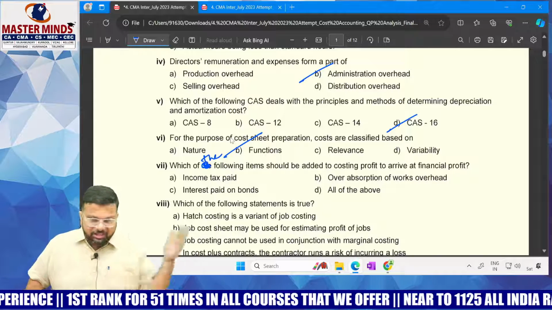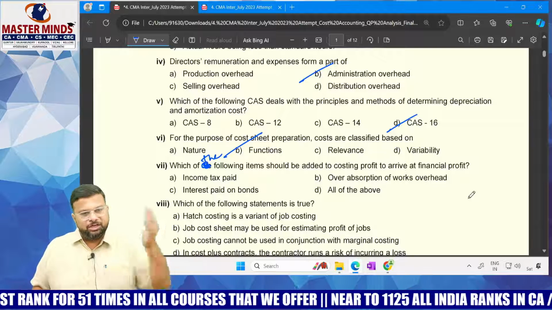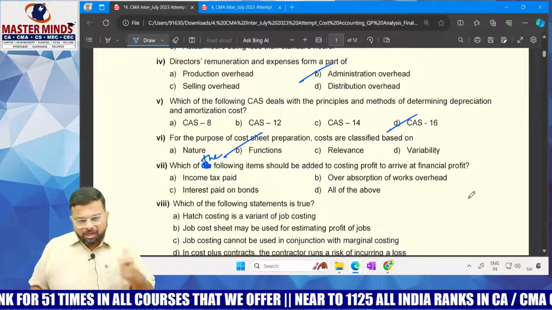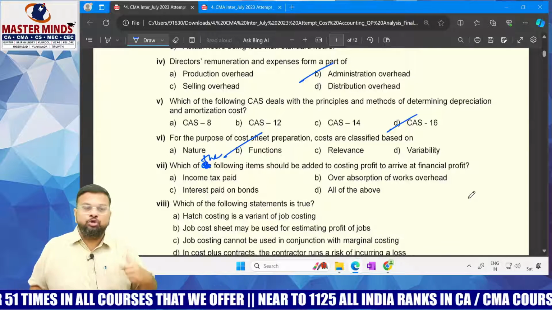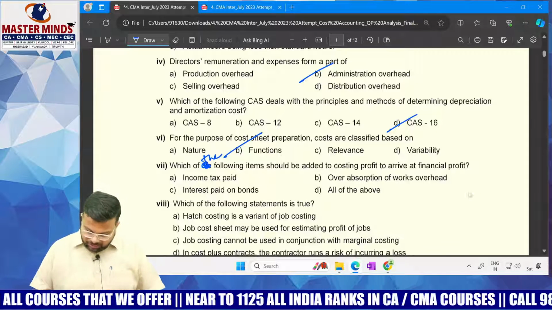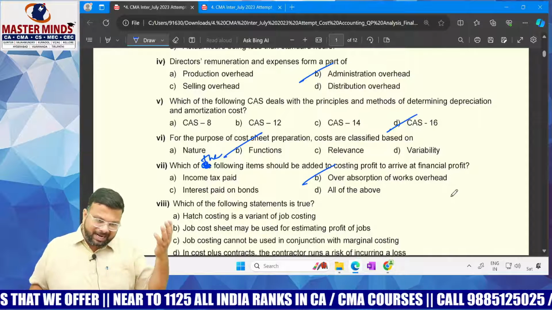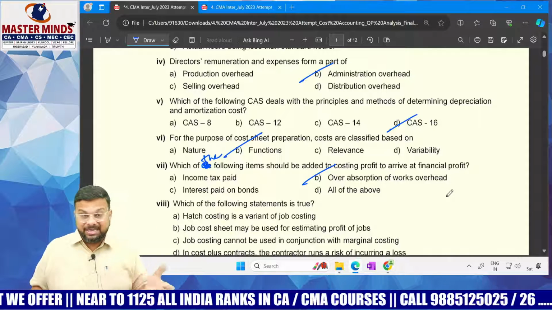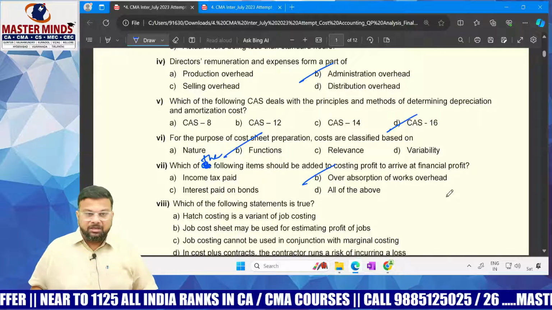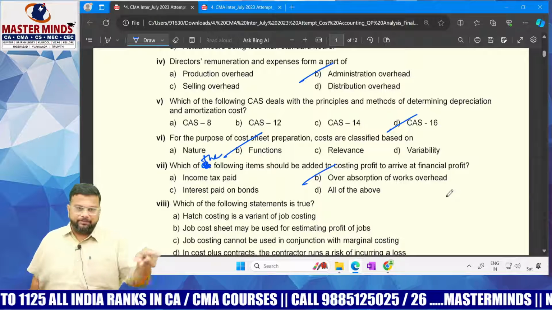Okay, that means in reconciliation in cost accounting system, we need to reconcile cost accounting profits with financial account profit, right? Which items are to be added to cost profit so that it will match with financial profit? So the answer will be B here. Income tax paid is to be subtracted from cost accounting because income tax paid is an expense and it will reduce financial profit, right? If costing profits are more than financial profit, we have to reduce it. That means we have to deduct it.